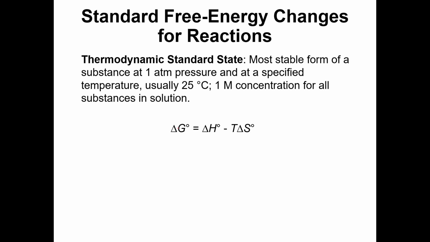call standard state. So the thermodynamic standard state is the most stable form of a substance at 1 atm of pressure and at a specified temperature. So usually we're specifying 25 degrees Celsius. And if we're talking about something in solution, it would have to be a 1 molar concentration. So standard state is defined as 1 atm of pressure, 25 degrees Celsius, and a 1 molar concentration for anything that's in solution.